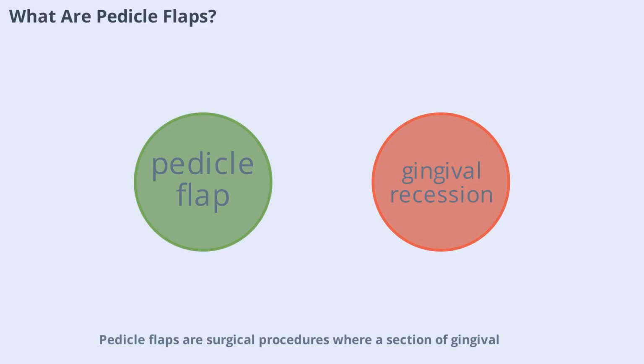Pedicle flaps are surgical procedures where a section of gingival tissue is moved from an adjacent area to cover exposed roots. The tissue remains attached at one end, ensuring a good blood supply and promoting healing. These techniques are particularly useful when there is sufficient donor tissue nearby and are designed to address isolated areas of gingival recession. Pedicle flaps can be customized based on the clinical situation, and their success depends on careful planning and execution. Next, we'll look at the laterally displaced flap, one of the earliest and most widely used pedicle flap techniques.